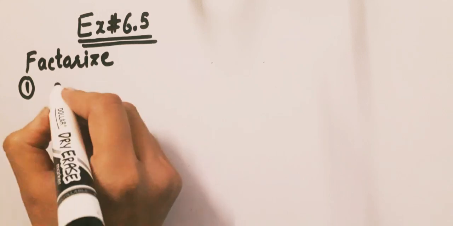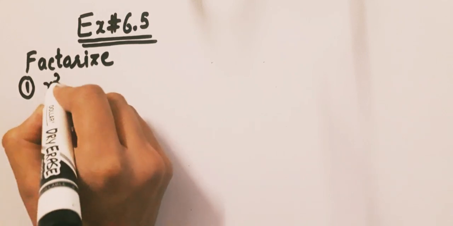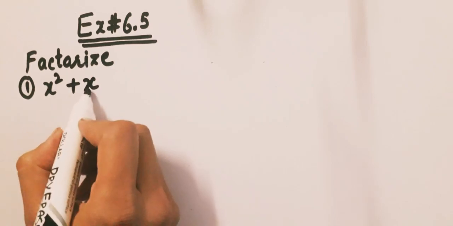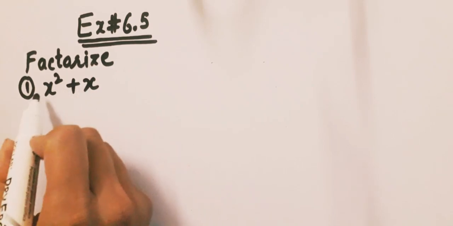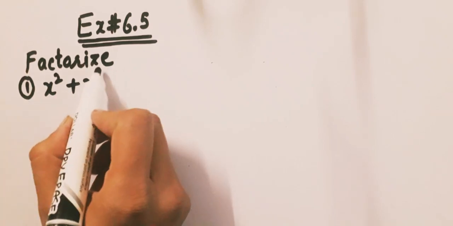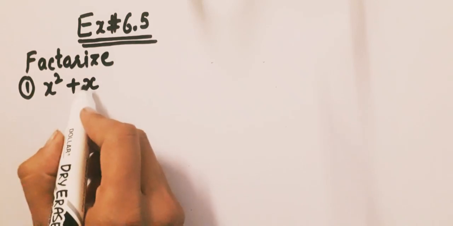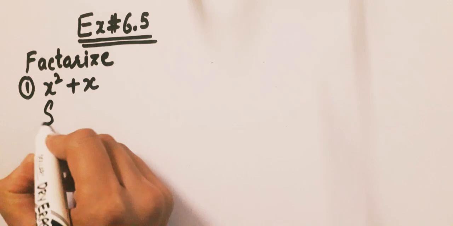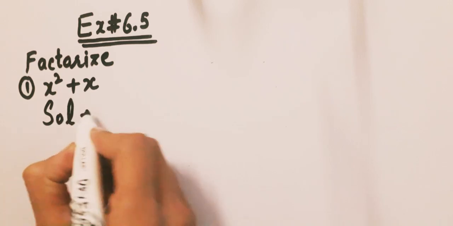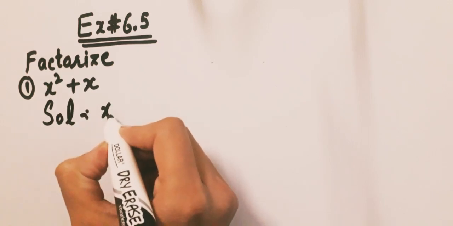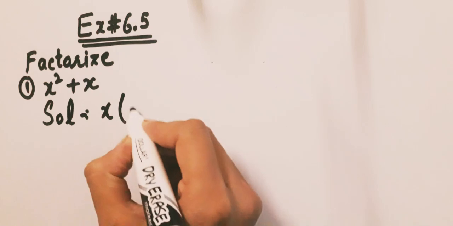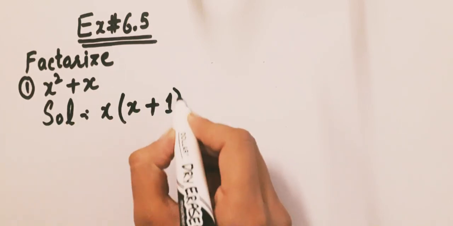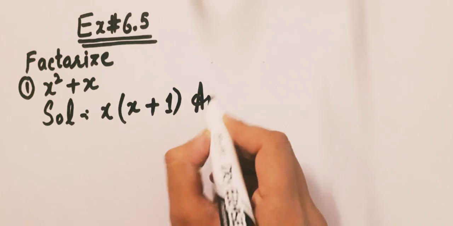Here we have question number 1, x square plus x. Now you see that the smallest power of x is x raised to power 1. So we will take the smallest power as common. So x into x plus 1. This is the answer of this question.